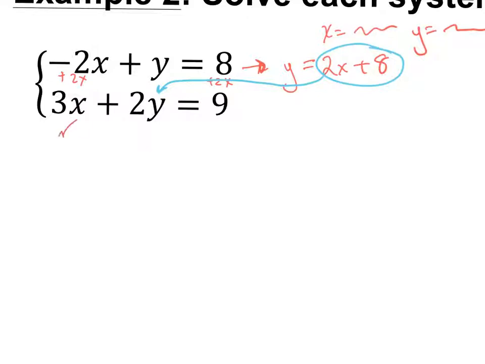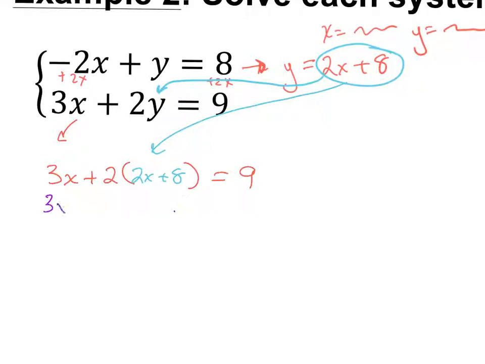So now I'm going to take that equation, 3x plus 2y equals 9, and I'm going to plug in that 2x plus 8 into the y value. Definitely use parentheses here, because if you don't, you're not going to distribute properly. Remember, you're multiplying 2 by the entire 2x plus 8, so that's why you put it in parentheses. We go ahead and solve like normal, distribute: 4x plus 16 equals 9. Combine like terms.